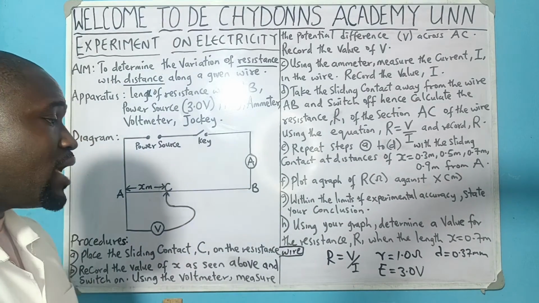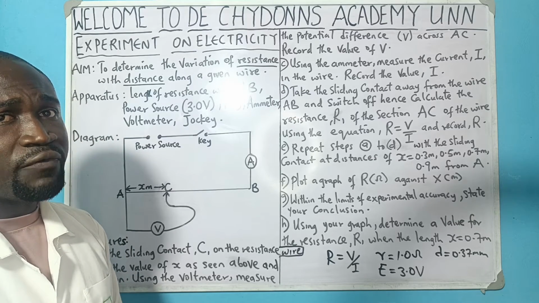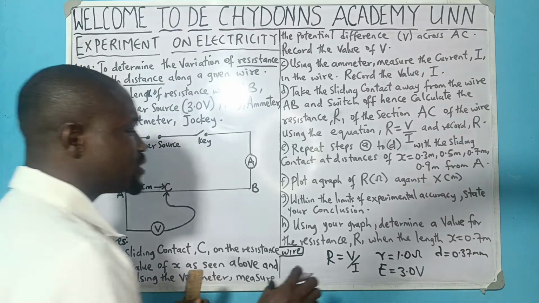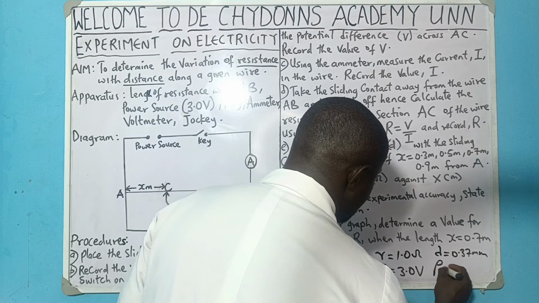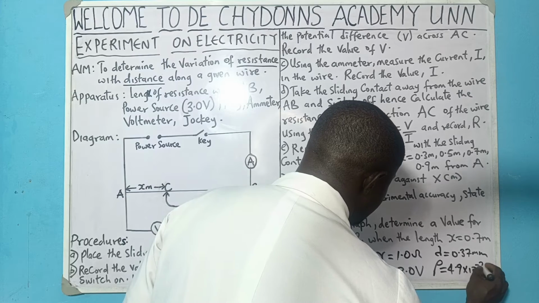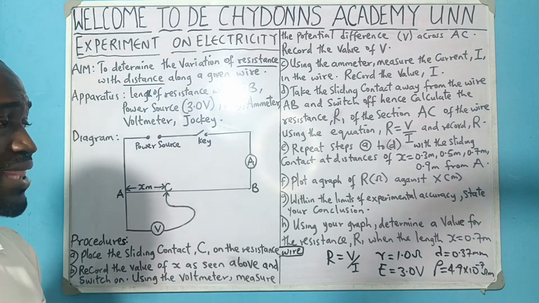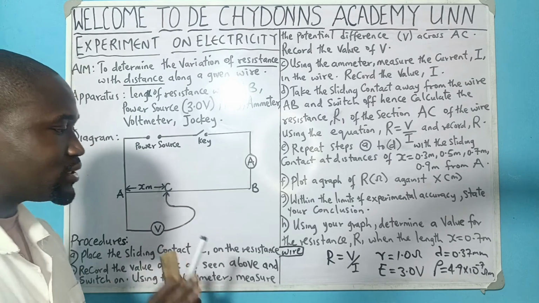Then we also checked the resistivity of the constantan wire. The resistivity of constantan wire is given to be equal to 4.9 times 10 raised to power minus 7 ohm meter. These are the parameters we need for this experiment.